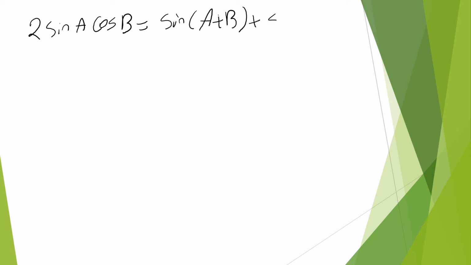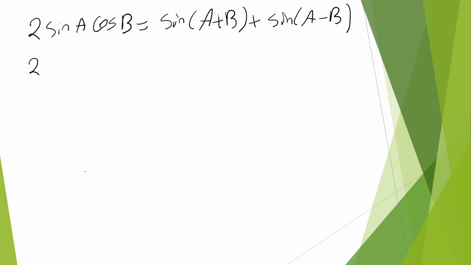So basically, any product, for example 2 sine A cosine B, can be written as sine A plus B plus sine A minus B. Now, to prove those identities, you can do them as an exercise. They're quite straightforward. You just open up the right hand side, and you will end up with the left hand side.